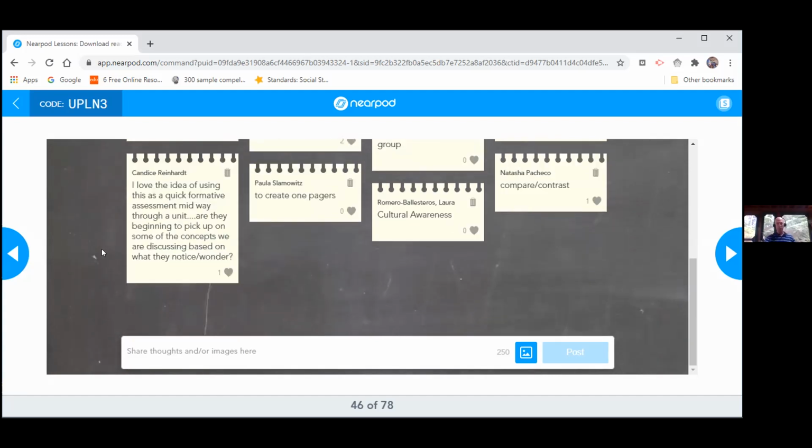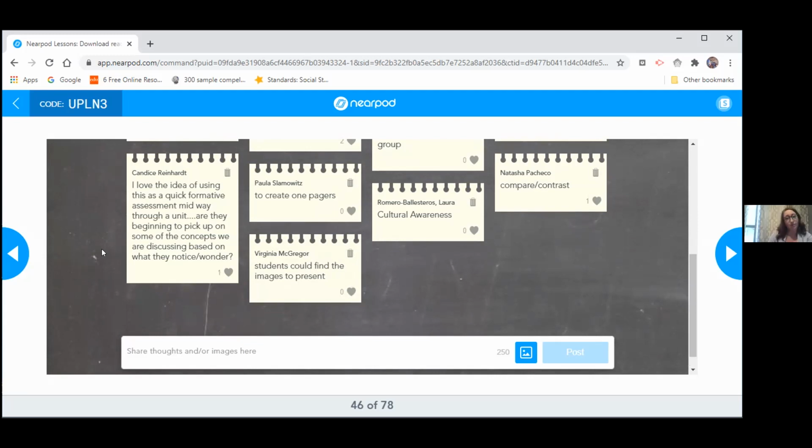Okay, so let me go on. I like that compare and contrast. You could give kids different questions. Oh yeah, I like that they could find the images maybe to present.